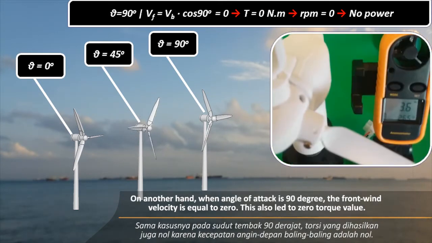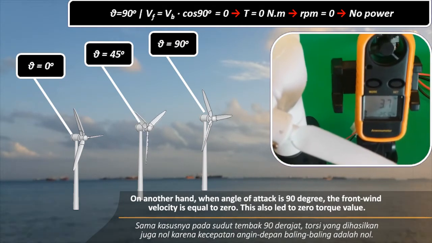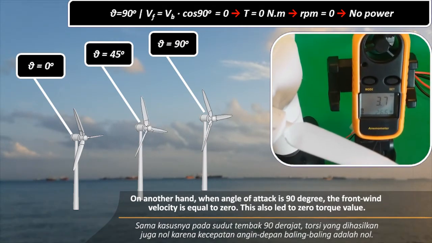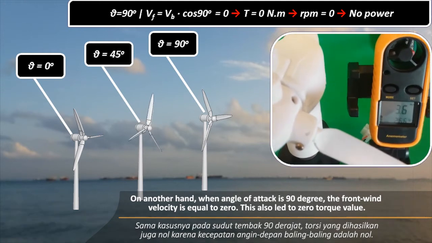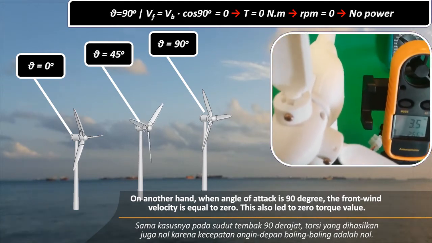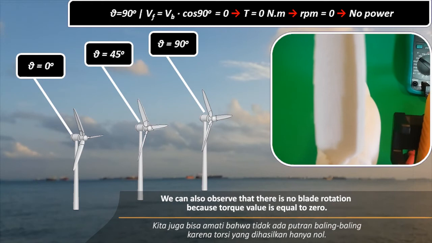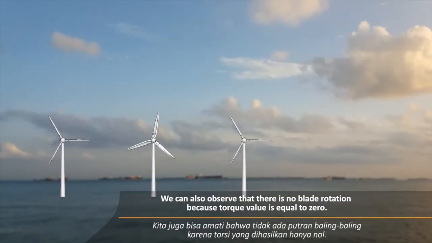the wind speed. On another hand, when angle of attack is 90 degrees, the front wind velocity is equal to 0. This also led to 0 torque value. We can also observe that there is no blade rotation because the torque value is equal to 0.